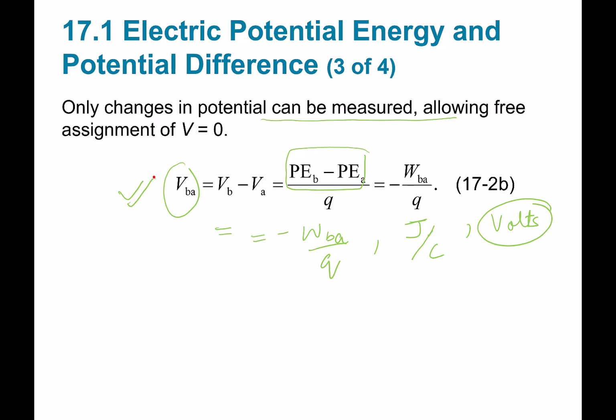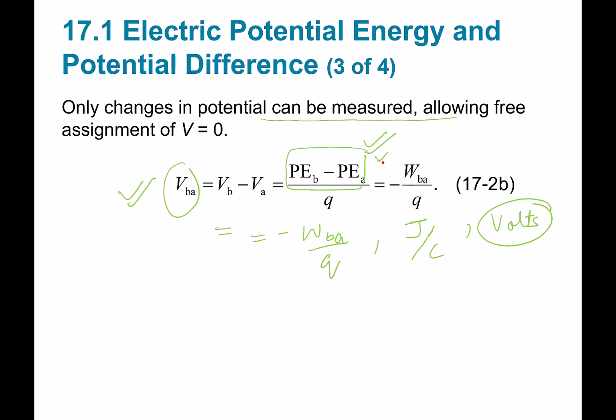When the electrical force does positive work on a charge, the kinetic energy increases and the potential energy decreases. Like we already know, it's conservation of energy. The difference in potential energy is given by PEB minus PEA. This is the difference in potential energy, and it is not the difference in potential.